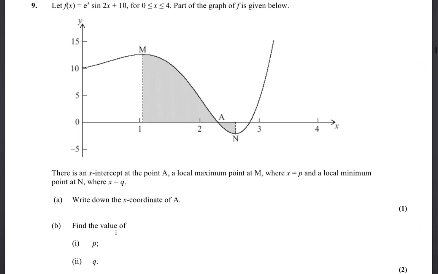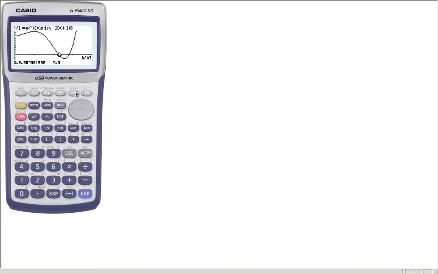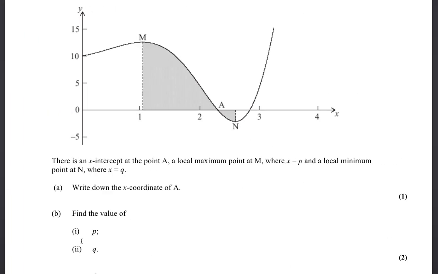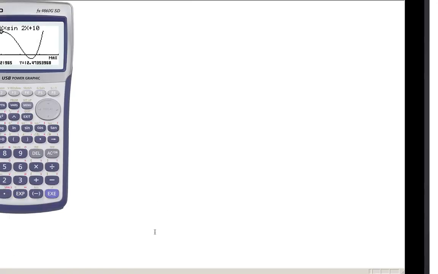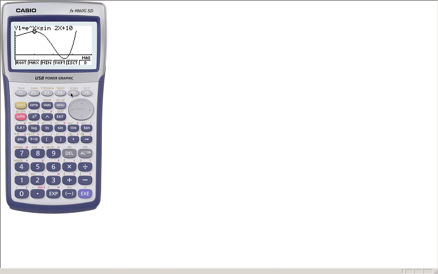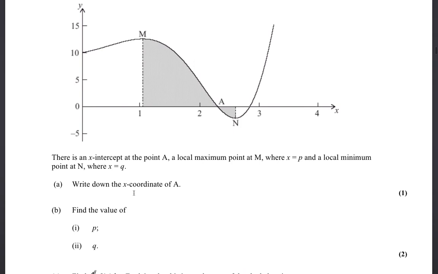Next one is find the value of P and Q. So P and Q are nothing but the x coordinates of the points M and N. So how do you find that? Let me go to G solve, maximum. So you get 1.02. So that is P. Cross check, yeah, 1.02. And then Q is nothing but you have to find the minimum point. So G solve, minimum, you get 2.588, so 2.59. So Q is 2.59.